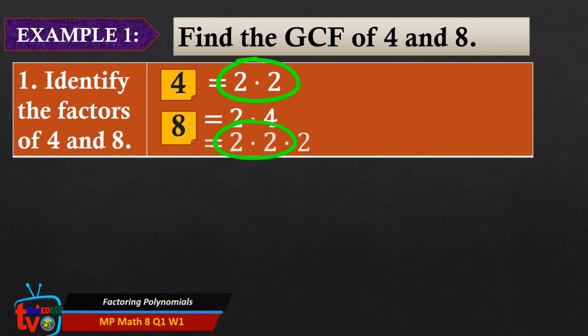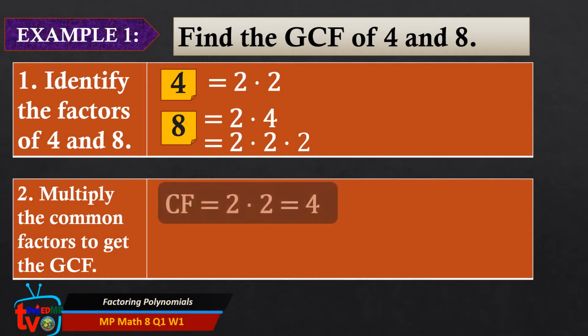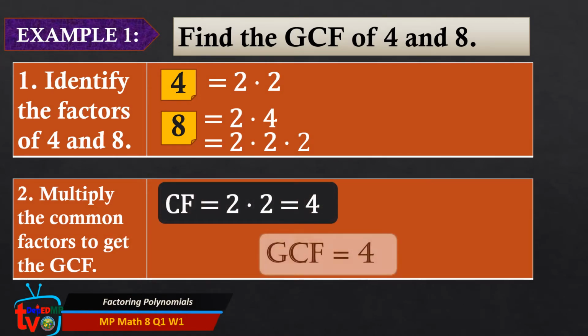Now we are going to get the common factors. We determine the common factors of 4 and 8. We have here 2 and 2, so we have two common factors. We multiply these two common factors to get the greatest common factor of 4 and 8. 2 times 2 is 4. Therefore, the GCF of 4 and 8 is 4.